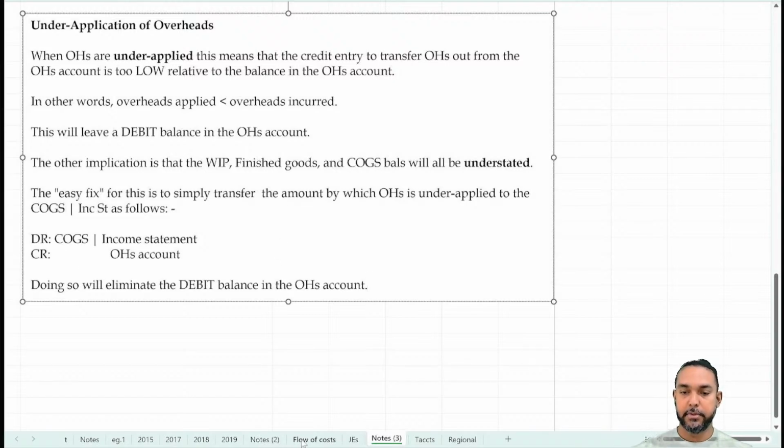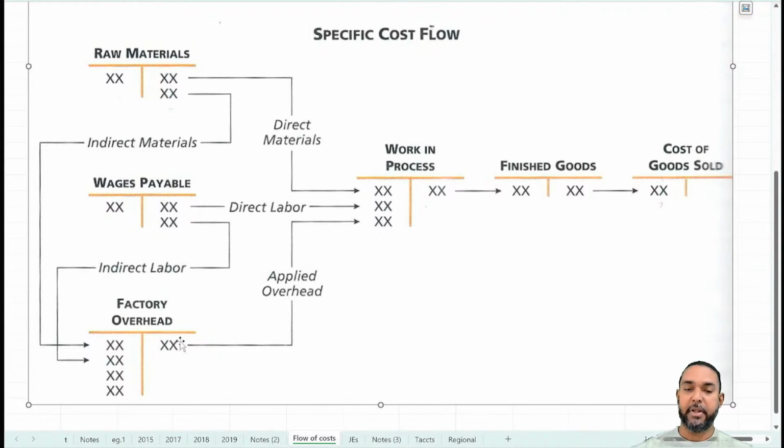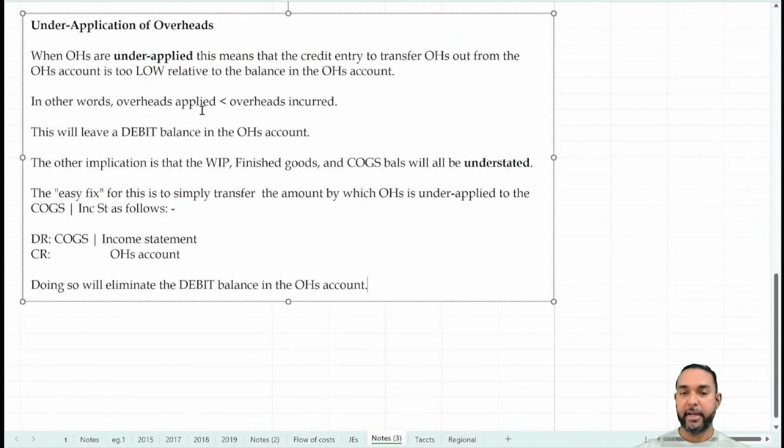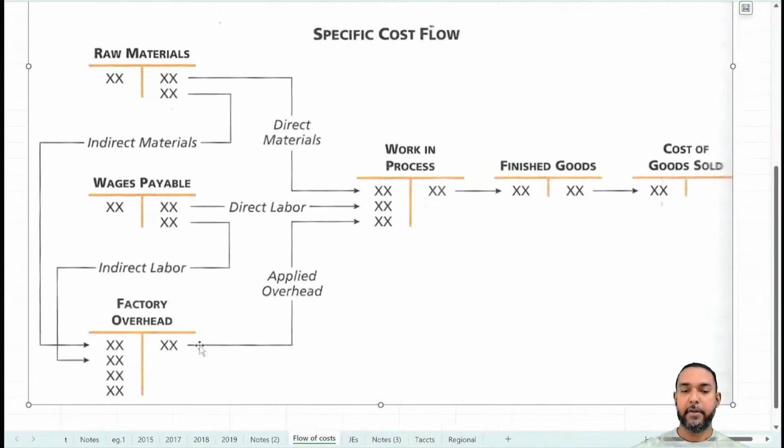So if it's under applied, we didn't transfer out enough. So this credit entry will be too low or too small relative to the debit entries. In other words, overheads applied will be less than overheads incurred. That's what under applied means. This will leave a debit balance in the overheads account. If this side was 100 and this side was 90, you only transferred 90, you're still going to have $10 left on the debit side in this account.